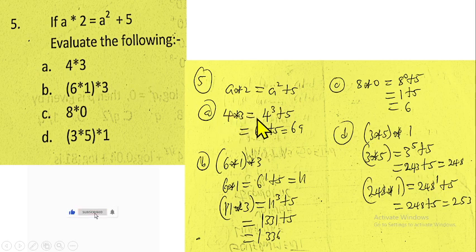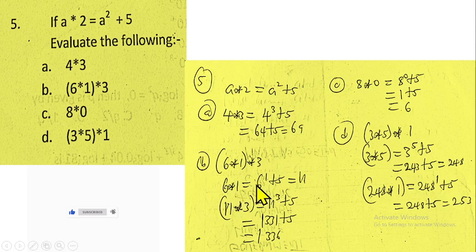So that means you'll be having 4, and this 3 will become the power of 4 here. You have 4 raised to the power 3 plus 5. 4 raised to the power 3 is 64, plus 5, that gives us 69. Then the next one, you have to evaluate 6 asterisk 1 asterisk 3. All you need to do is to work on 6 asterisk 1 first.